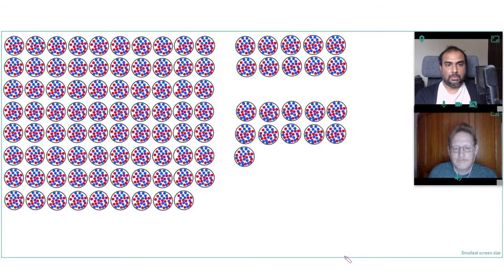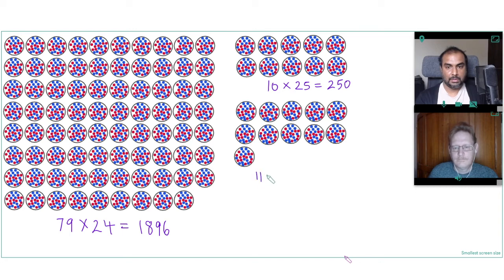Great. So all of this is 79. So 79 lots of 24, 79 multiples of 24. I'll get my calculator out. 1,896. Ten lots of 25. 250. 11 lots of 26. And that's their masses.